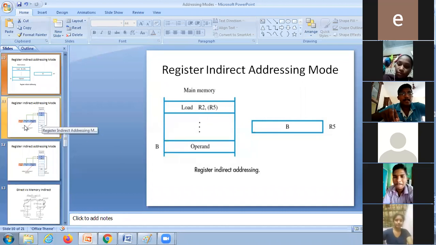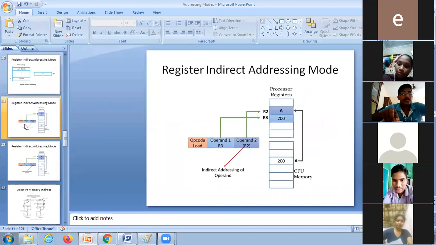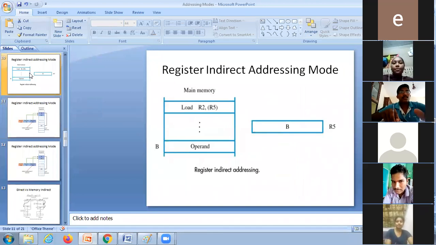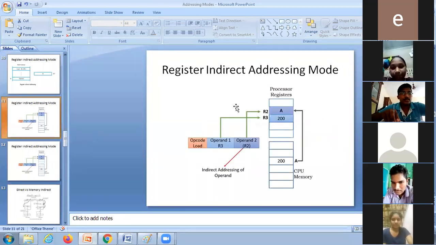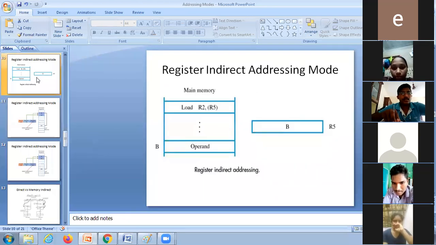That is it. Next, another one is another way. This is one way of representation. Another way of representation is the same thing, with different diagrams.